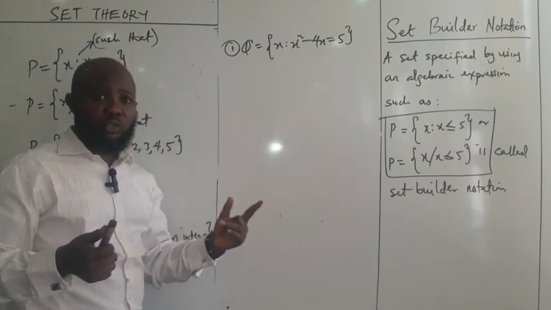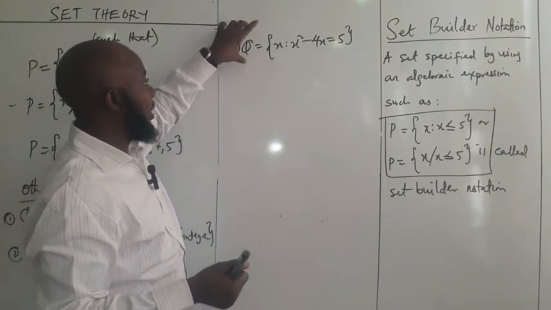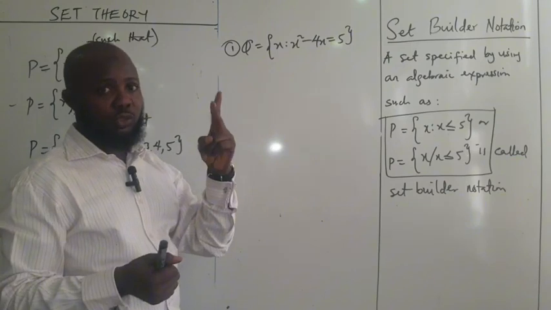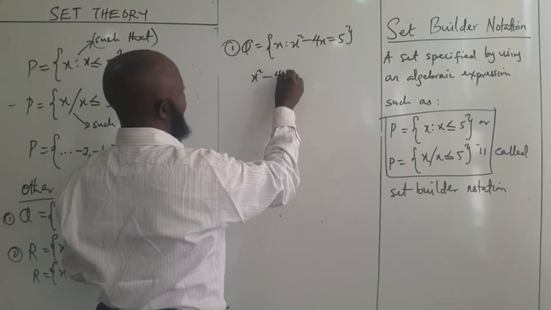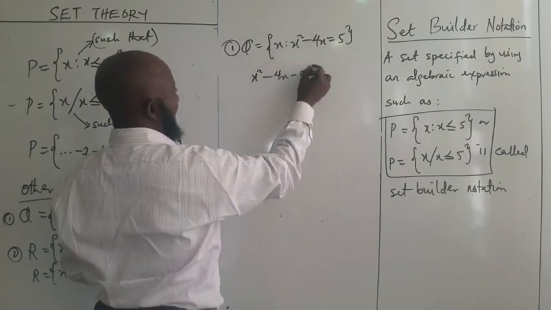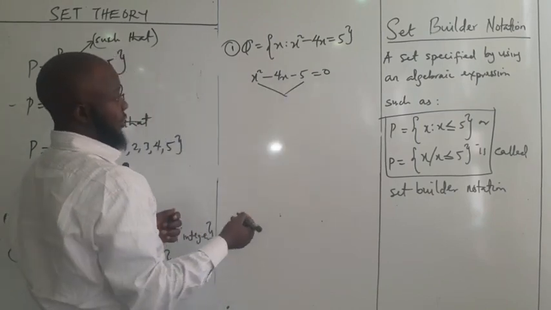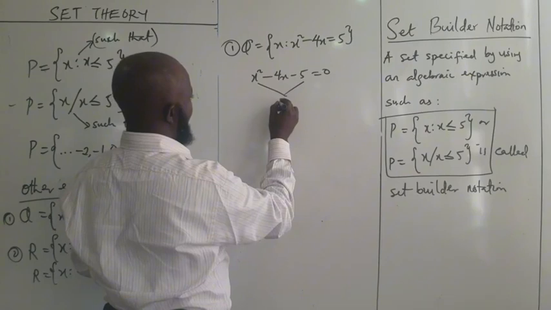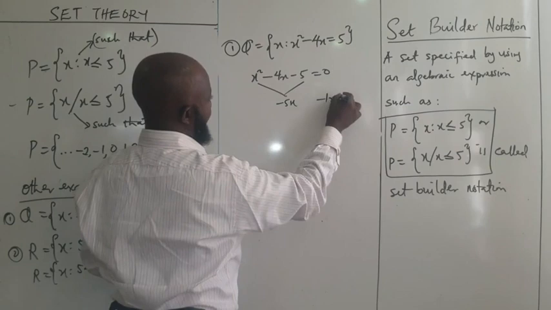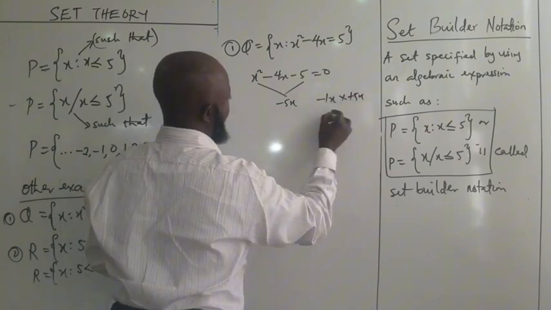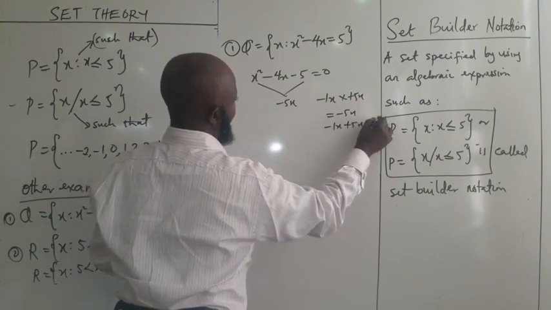When you have a quadratic equation and you solve it, you are going to have 2 answers. Which means the elements in this set Q will be 2 elements. So we're going to solve it. x squared minus 4x, we bring it to this side, minus 5 equals 0. You can use factorization to solve this. So we can have minus 5x, plus 1x, and that gives us minus 4x.